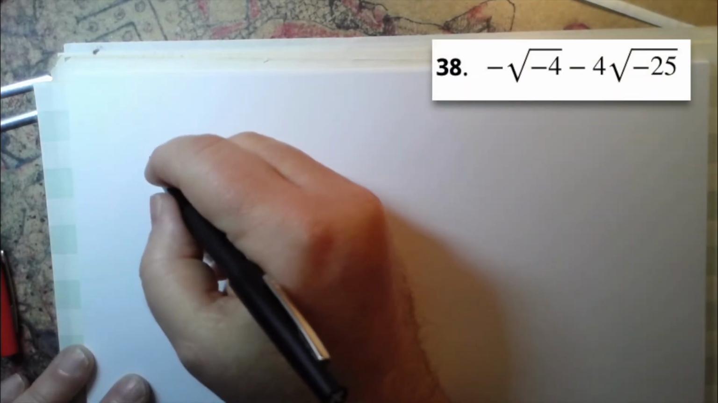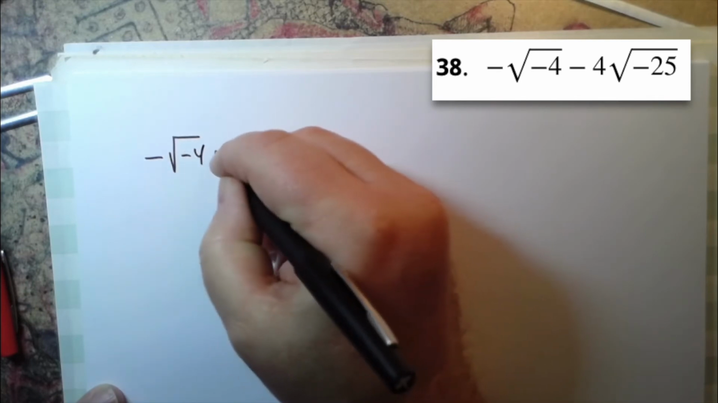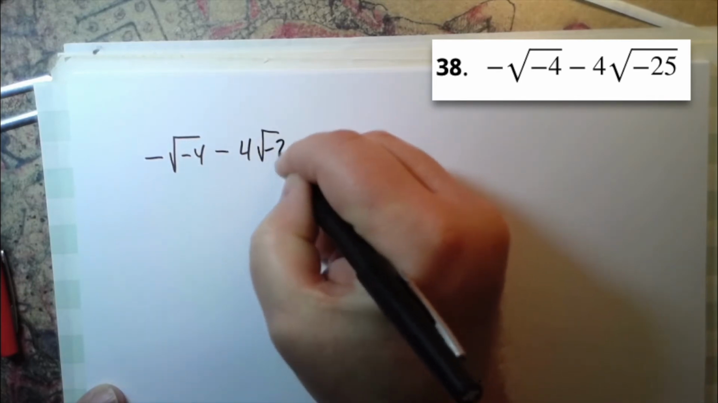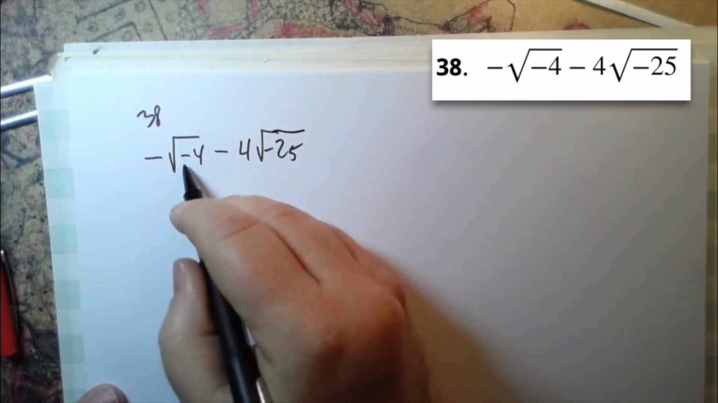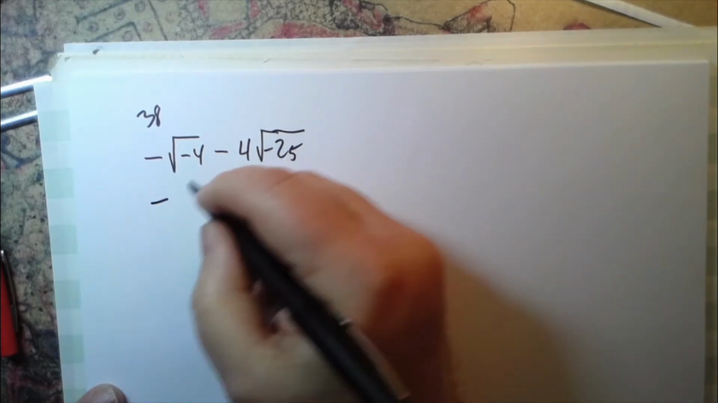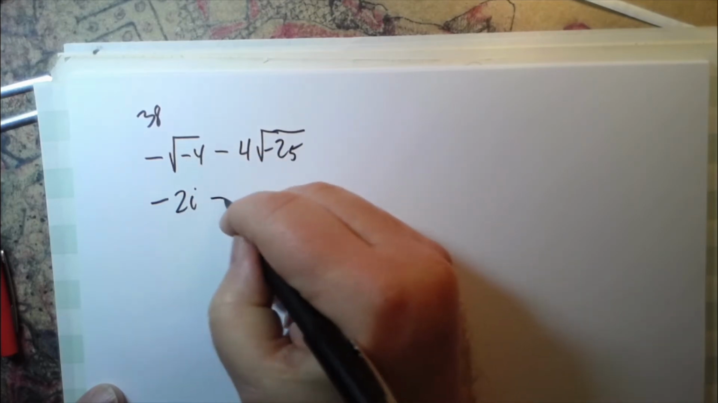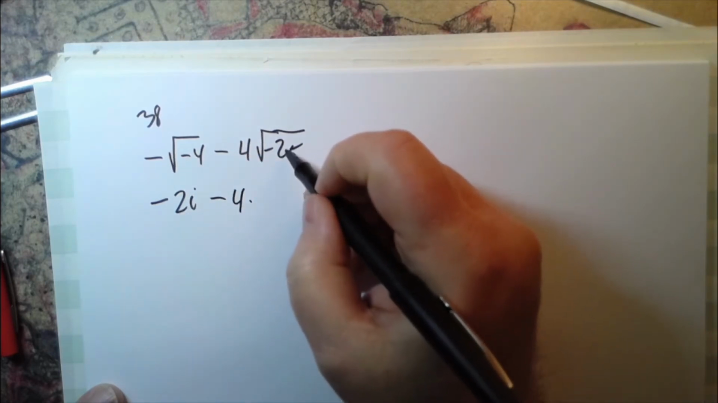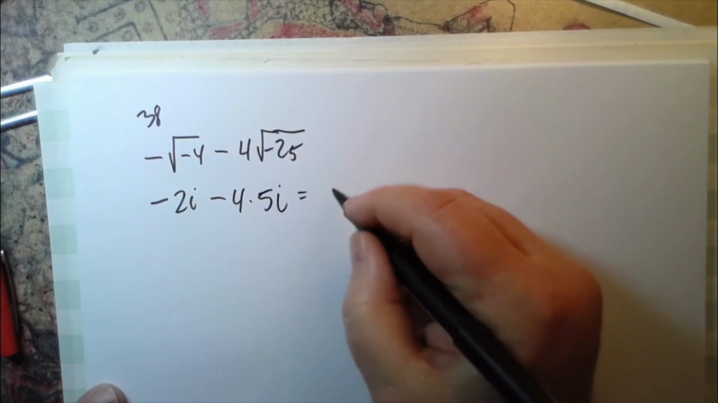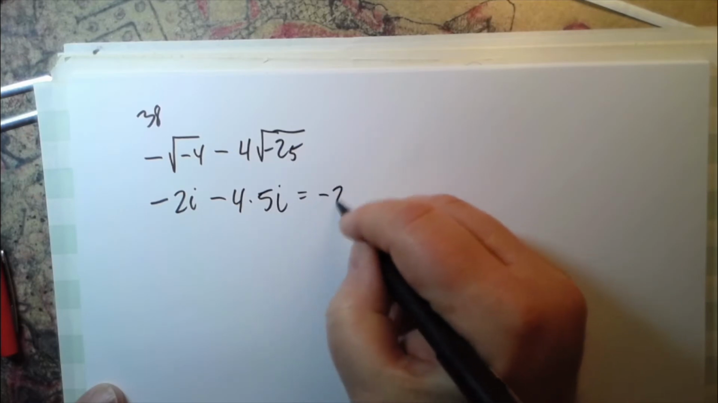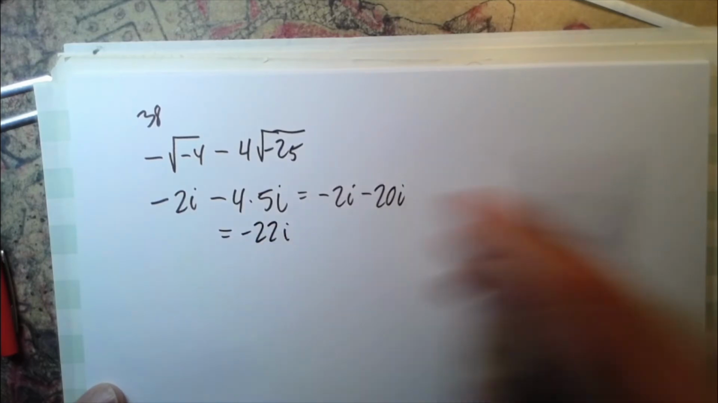All right, let's try adding. This is just a subtraction problem again. This is number 38. So let's just convert this. This is really negative 2i, because the square root of 4 is 2, the square root of negative 1 is i, minus 4 times, and then the square root of 25 is 5, the square root of negative 1 is i, so this is negative 2i minus 20i gives you negative 22i.